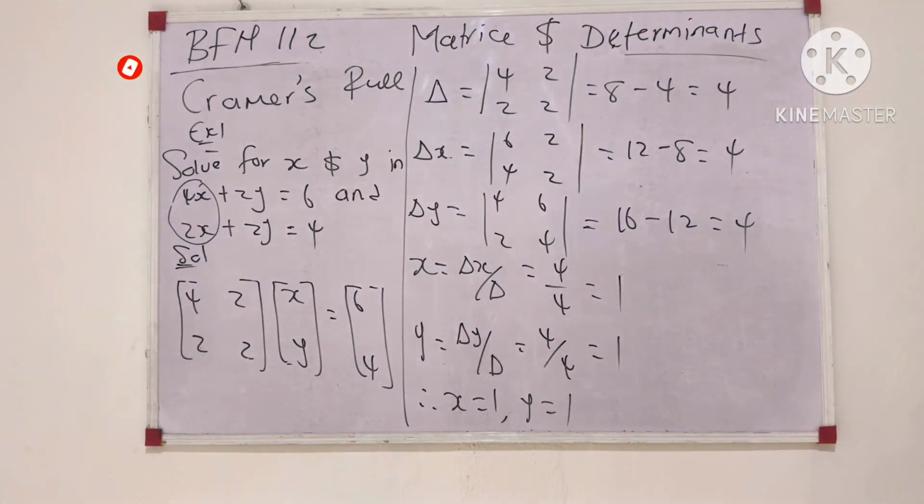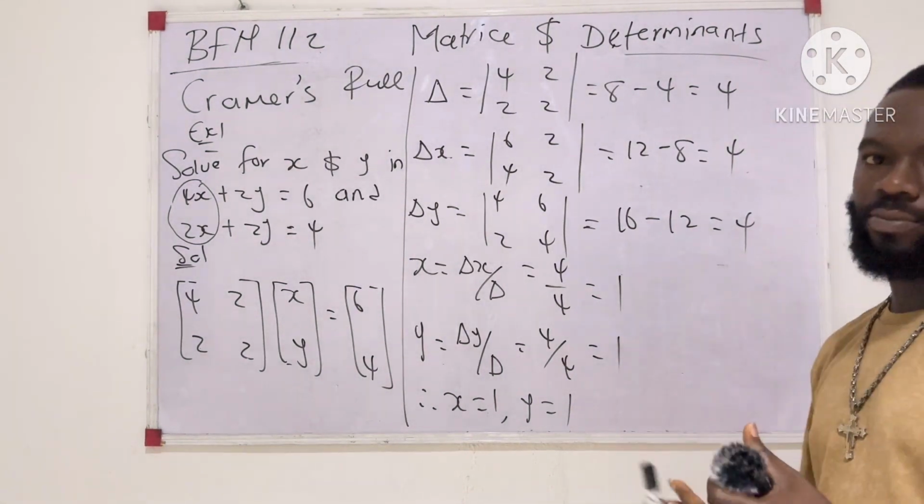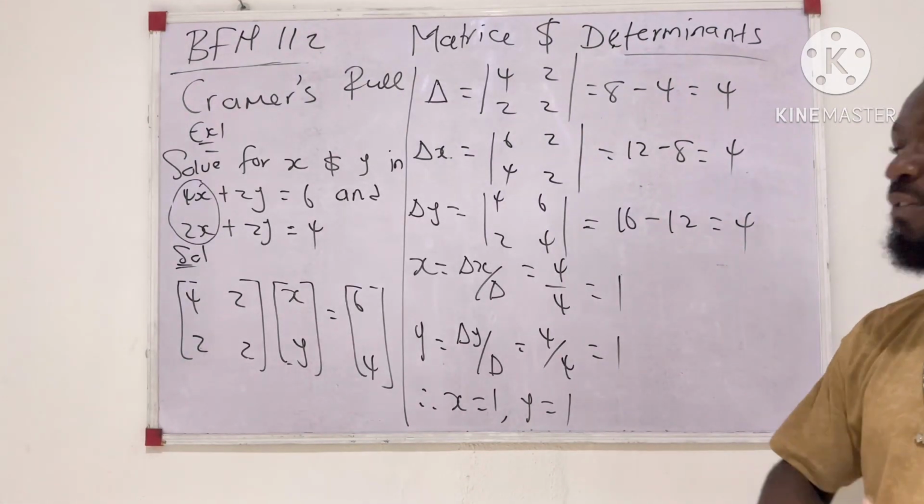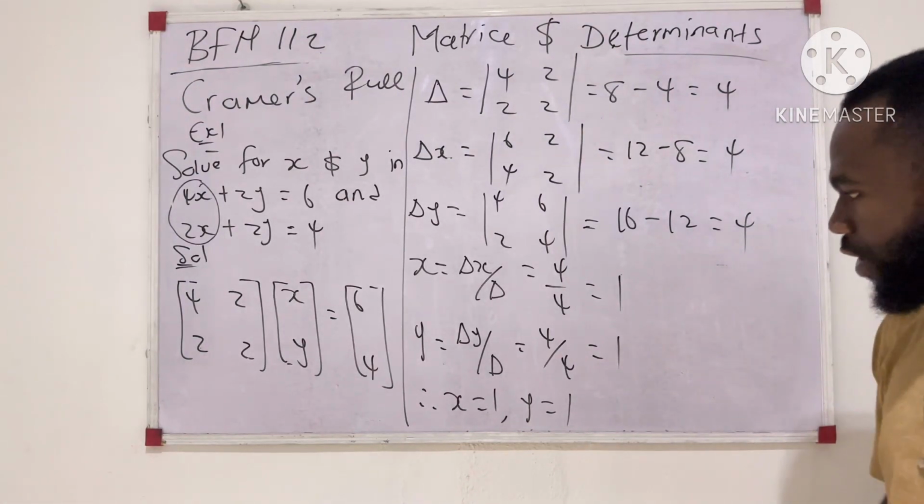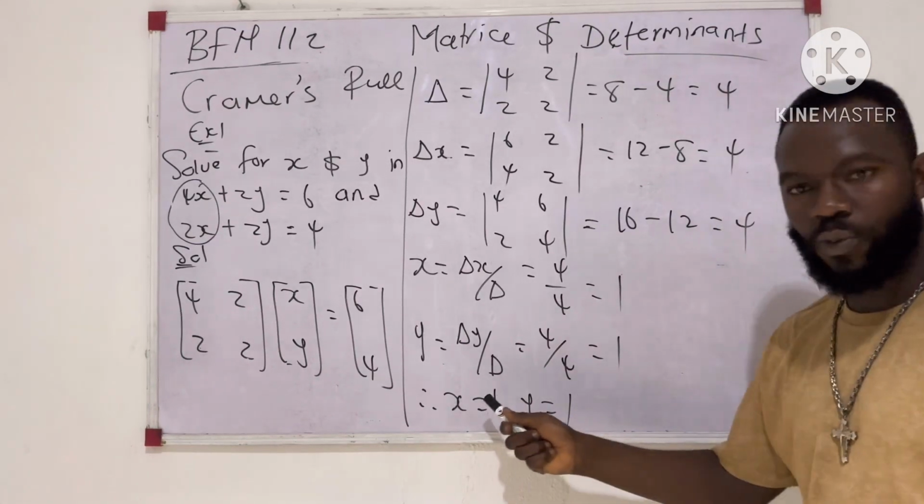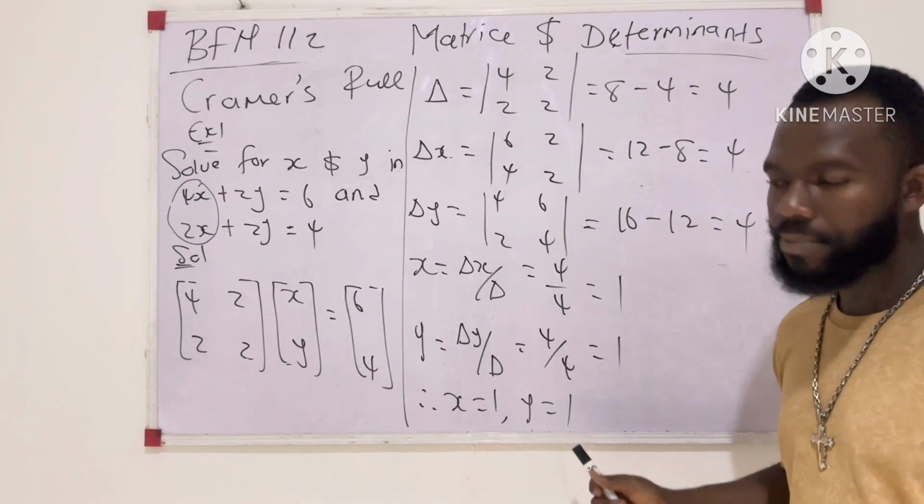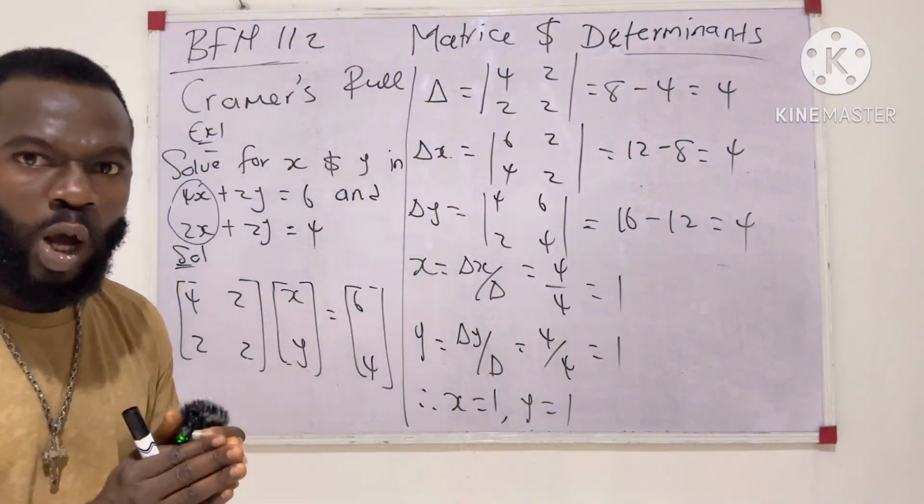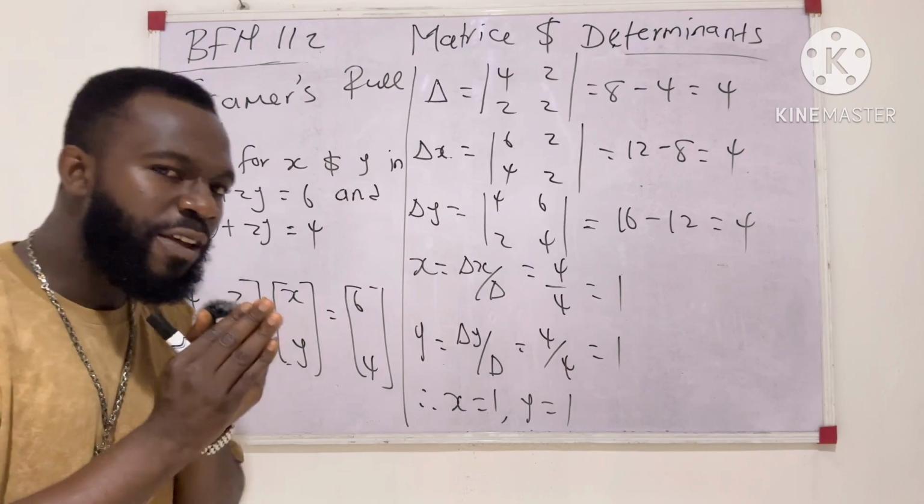That is how you solve using Cramer's rule. x is 1 and y is 1. As well, if you use the elimination method or the substitution method, you're also going to get the values for x and y as 1 and 1. Okay. Now, next, the question we're going to be looking at is the one that involves 3 variables.